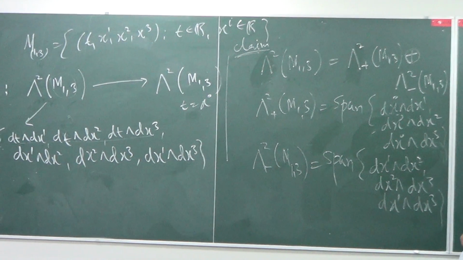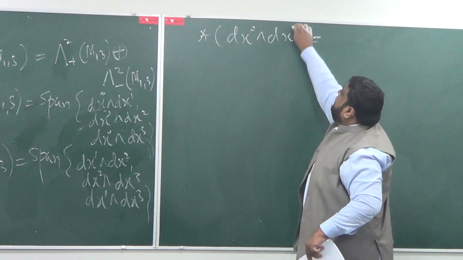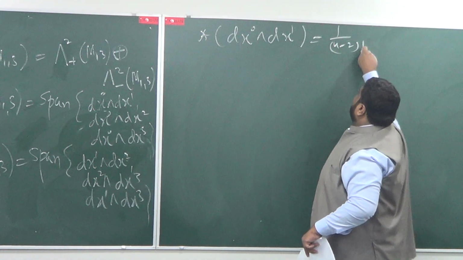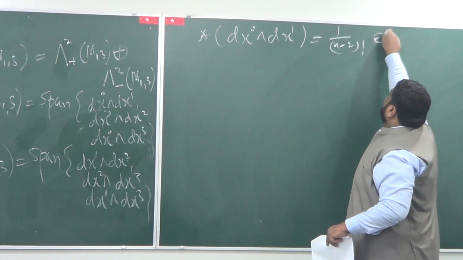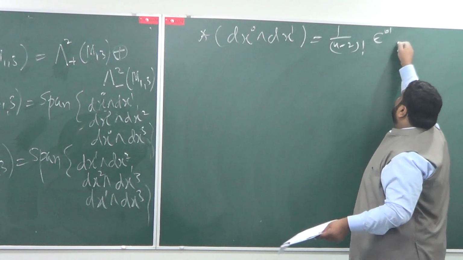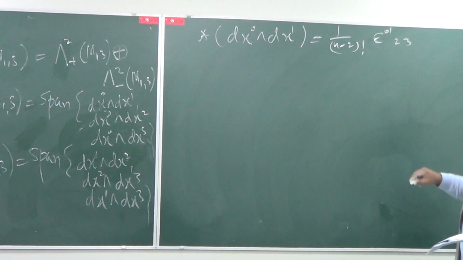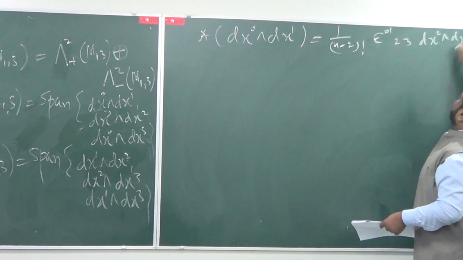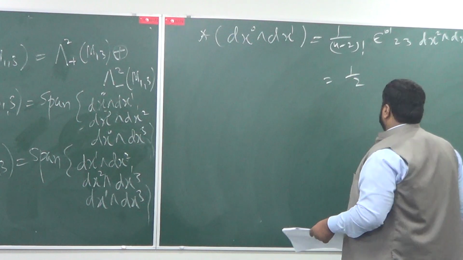What would be star of dx0 wedge dx1? dx2. So it will be 1 over 4 minus 2 factorial, epsilon 0, 1. So you have no choice except having a 2, 3 here. And you're going to get what? dx2 wedge dx3. So you have this 1 over 2.